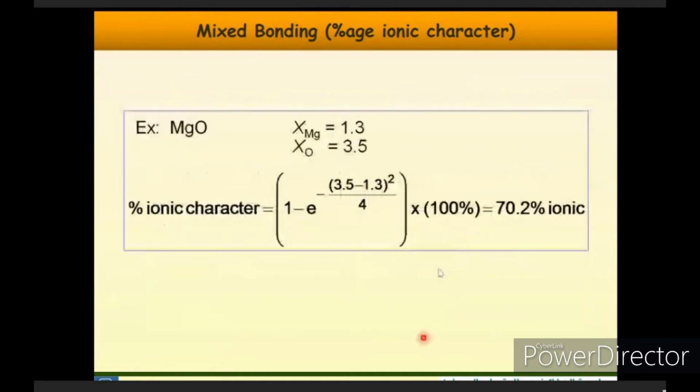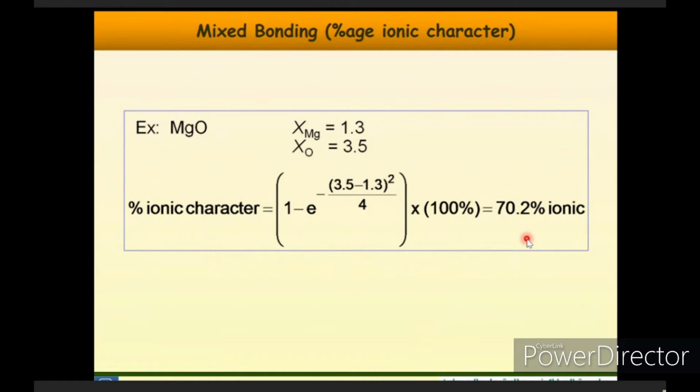For example, we have a compound here, magnesium oxide. You can be given any compound, and these values will be given to you. The electronegativity of magnesium is 1.3, oxygen is 3.5. You just need to plug in the data: 1 minus exponential minus 3.5 minus 1.3, squared. So you calculate that one. We got 70.2 ionic character, and 29.8 is covalent character.